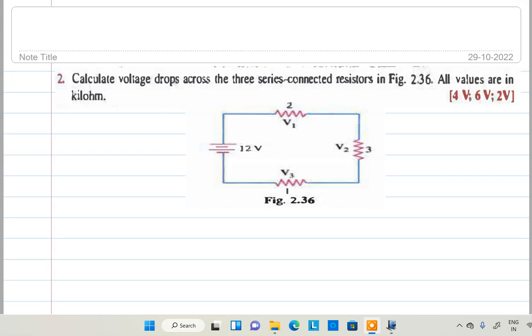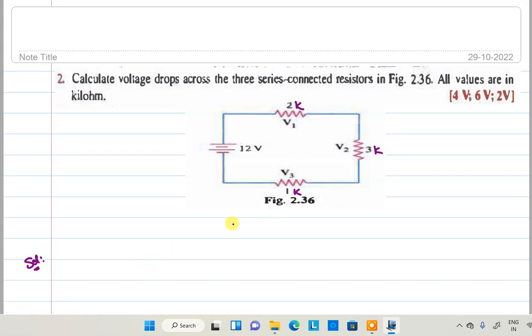Next, the second problem. Calculate the voltage drops across the three series connected resistors. All resistors are in kilo ohms. You have to find the voltage drop across each resistor. It is easy, just look here. We have two ways to find the voltages V1, V2, V3. But you are attending an objective examination, so the solution must be found in one step. That is required in the examination if you want to succeed.